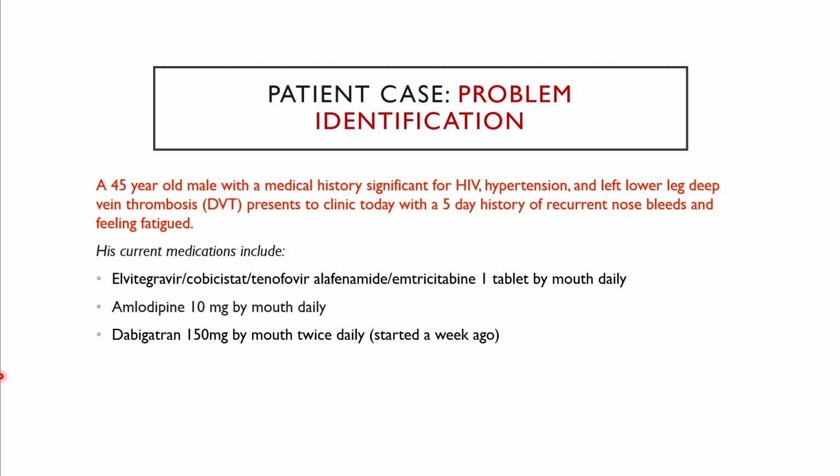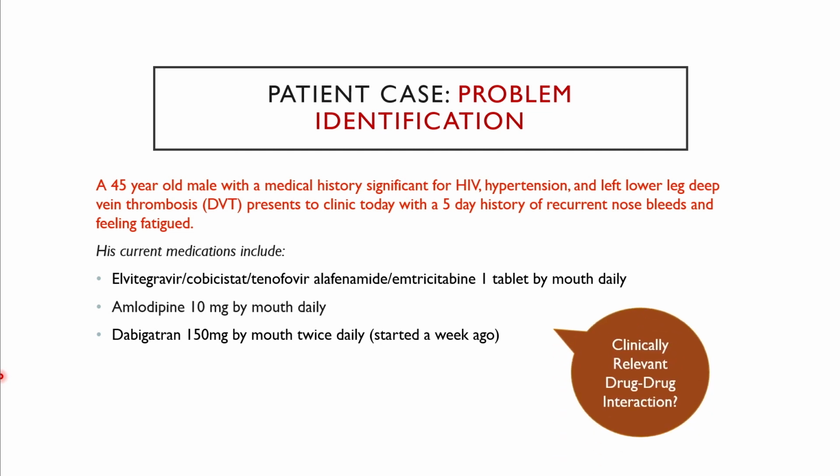So this individual has a medical history that has a number of comorbidities that require multiple modalities of drug therapy, which are implicated in a number of drug-drug interactions. Also of note, this individual presents with side effects, presumably from his oral anticoagulant that started about a week ago. And when we take a look at his medication list, we really need to think about, do any of these particular drugs have clinically relevant drug-drug interactions? And this is important because this individual is presenting with side effects, again, presumably from his oral anticoagulant.